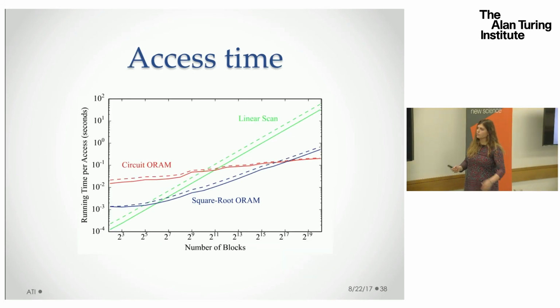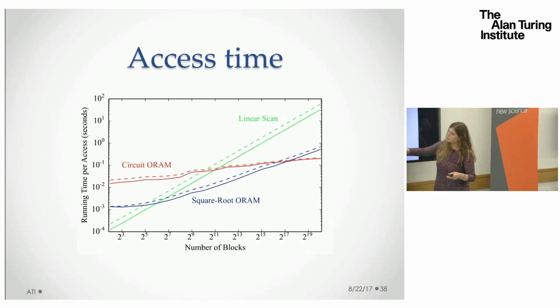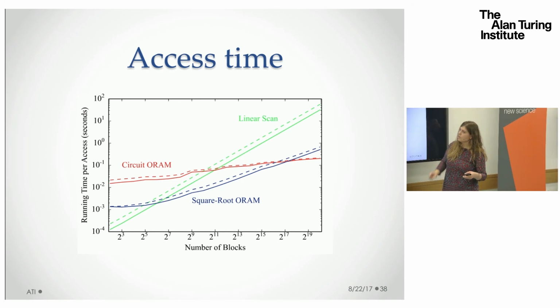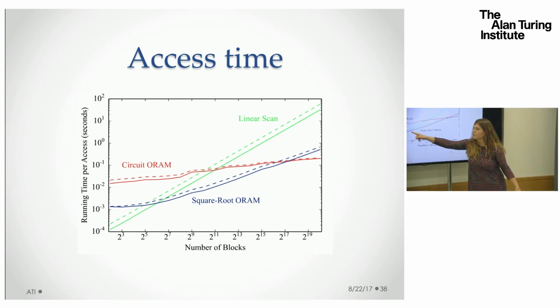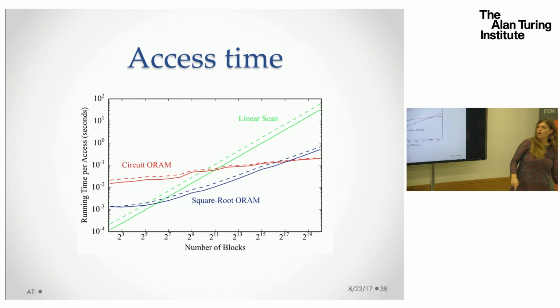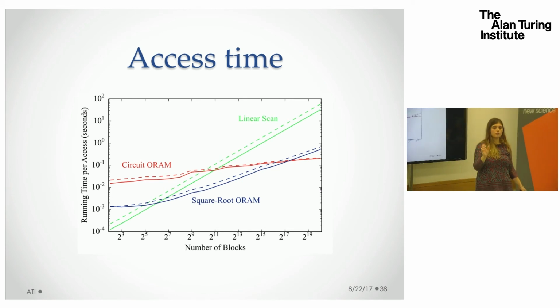If you want to look at a different way of intersecting all of these solutions, and you're looking at the running time for an access, which includes initialization, again, this gives you the intersection points of up to where linear scan goes, then there is square root ORAM, and then we go to circuit ORAM. The solid line is if the block size is 16. The dotted line is if the block size is 32 bytes.